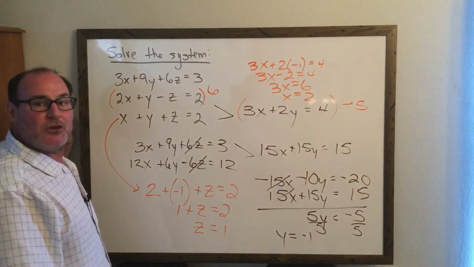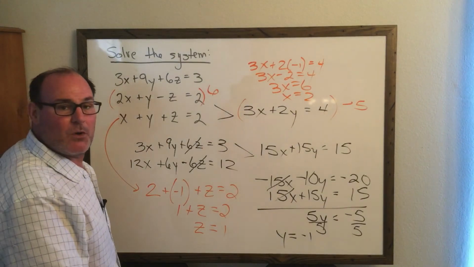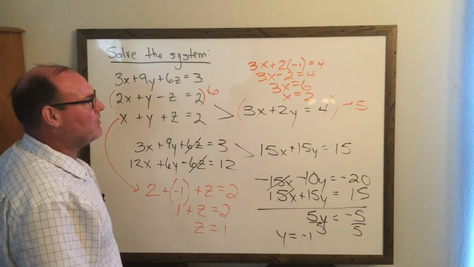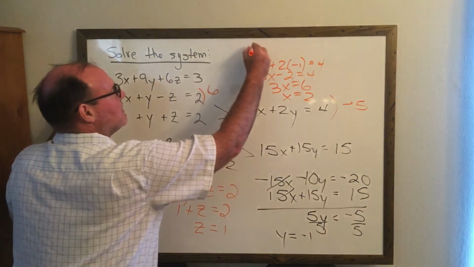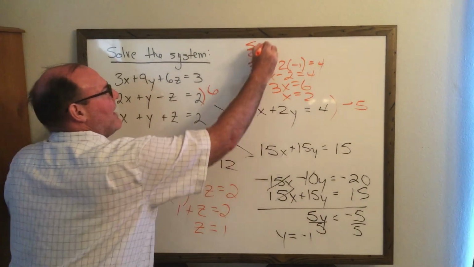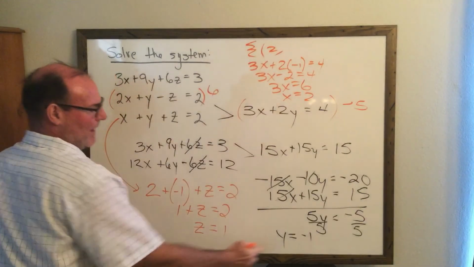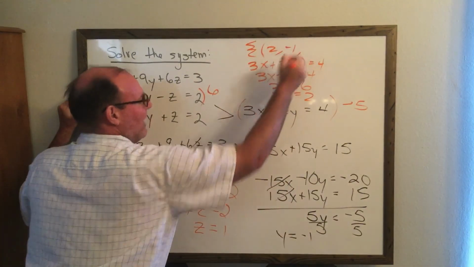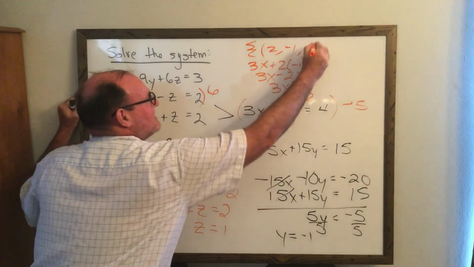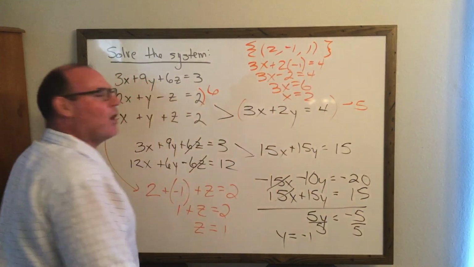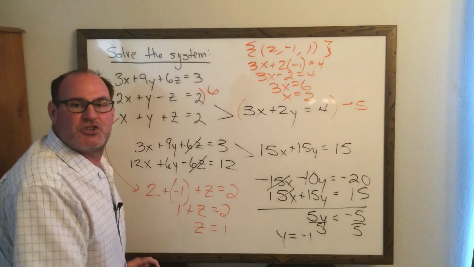And so here is how you write your answer for a system of equations that have 3 variables. It's an ordered triple. So again, I'm going to use a squiggly bracket. And then my x value always comes first, so 2, comma, my y value comes next, comma, my z value is last. And x, y, z, that is always the order. And that is the solution to this system.